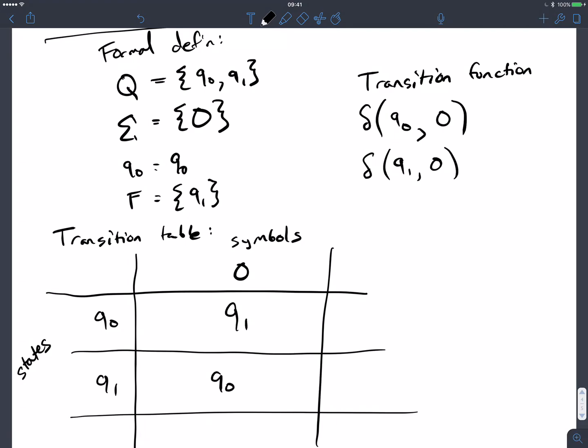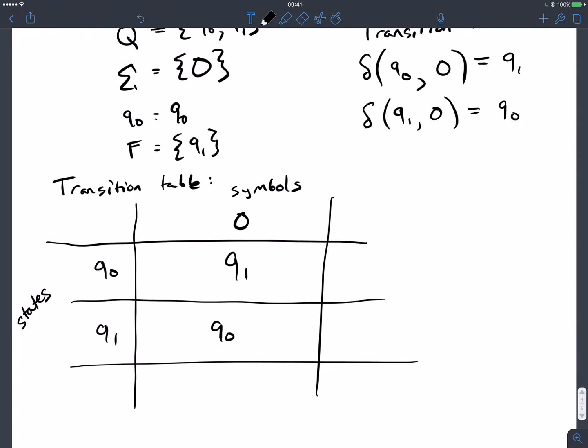What does the transition function output? Just a single state, right? So this transition function equals what? Q1 in that particular case, and this one is Q0 in this case. So the table is much more compact in my opinion, even though I didn't draw it that way. But in general, it's more compact. I recommend it, but both are equally valid. Any questions on how we formally define this thing?